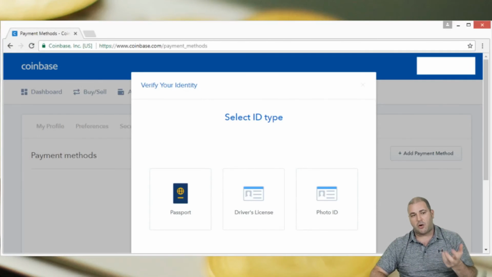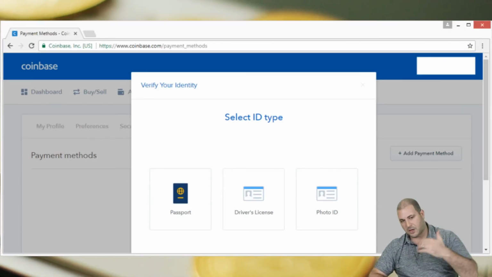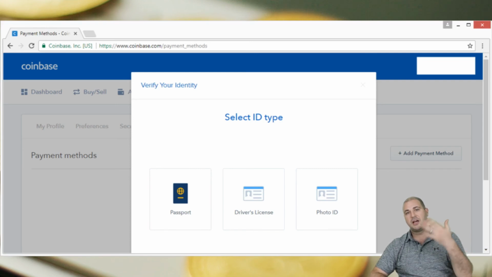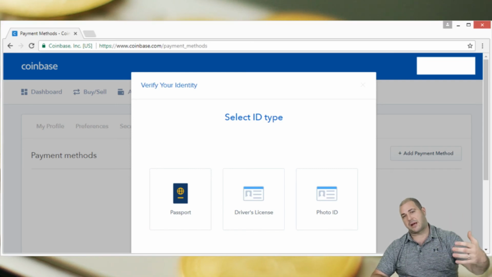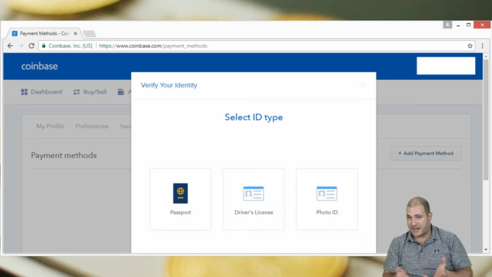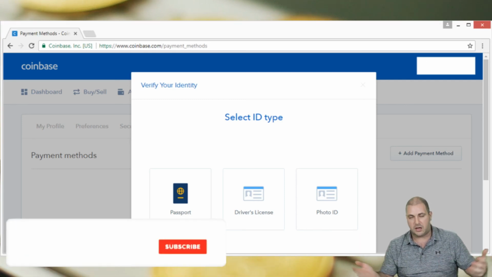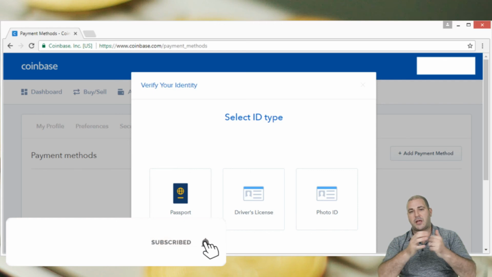What it looks like on Coinbase is like this. First, verify your identity: you'd have your passport, driver's license, or photo ID, etc. And then you would go through the rest of those steps. That's basically what KYC and AML look like in the crypto space. We also see this probably in other places as well if you've been in banking institutions. So that's what KYC and AML is.